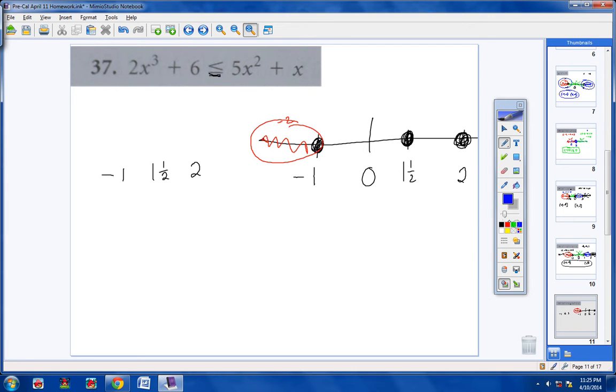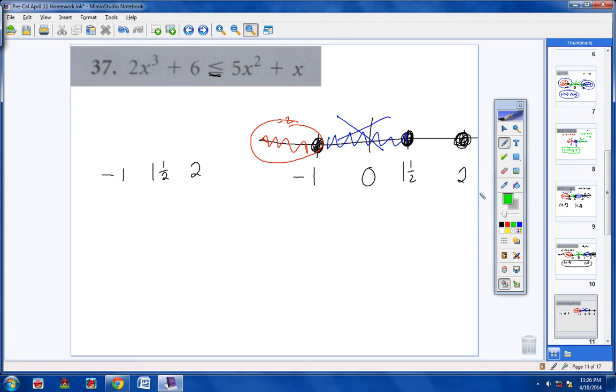Now for our next section or region right here, let's test 0. Well, 0 cubed times 2 is 0 plus 6. 0 squared times 5 is 0 plus 0. And we end up with 6 is less than 0. And that is not true. Okay? That is not true, so this section does not work.